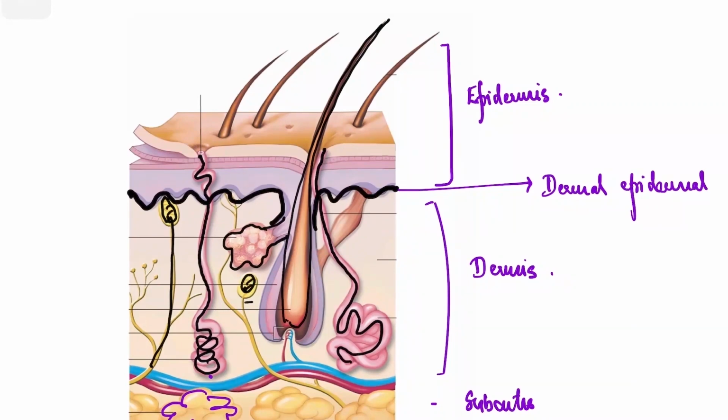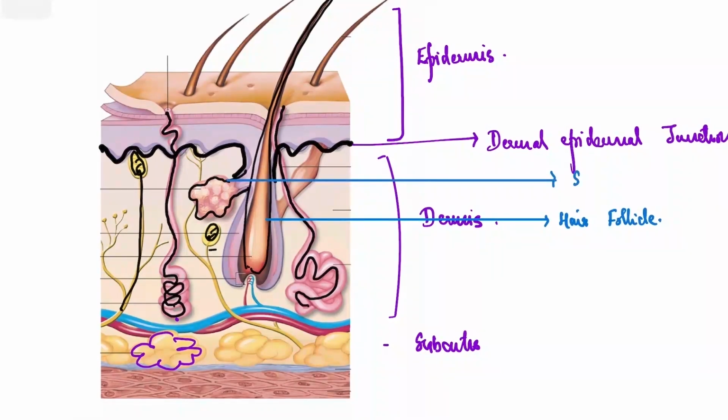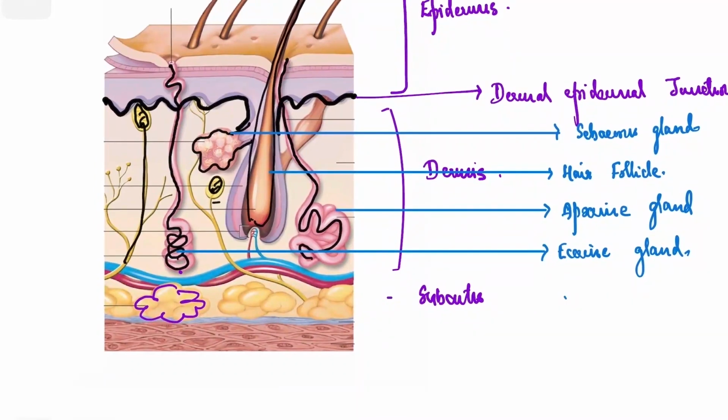So the structures include, first structure is hair follicle, sebaceous gland, apocrine gland, and eccrine gland. In addition, you see various cutaneous receptors. These are the structures embedded in the dermis.